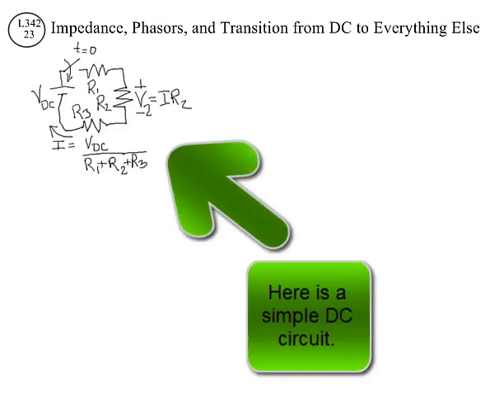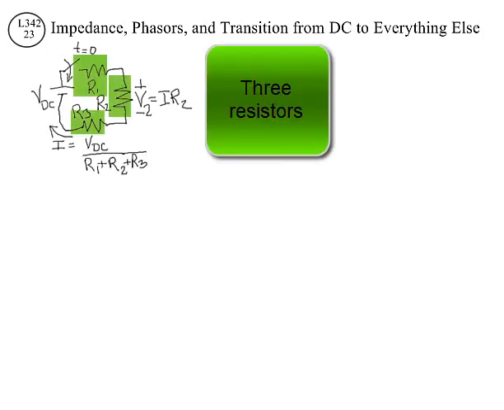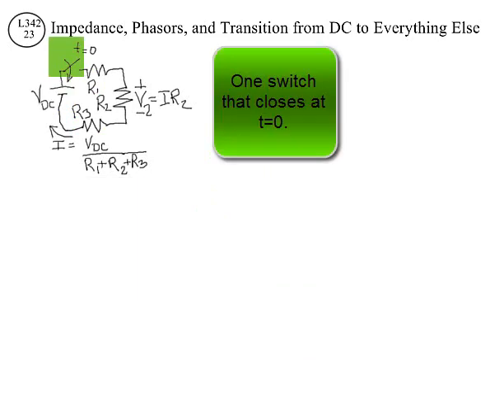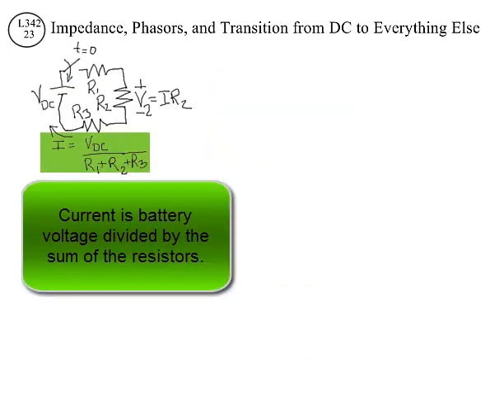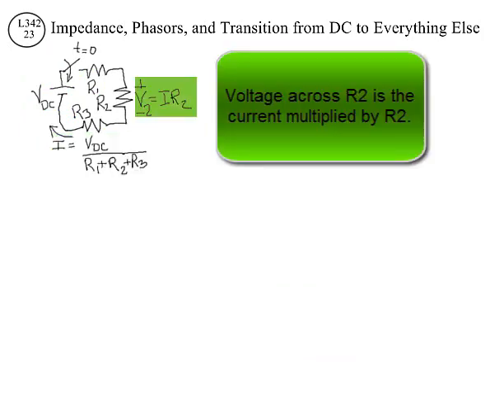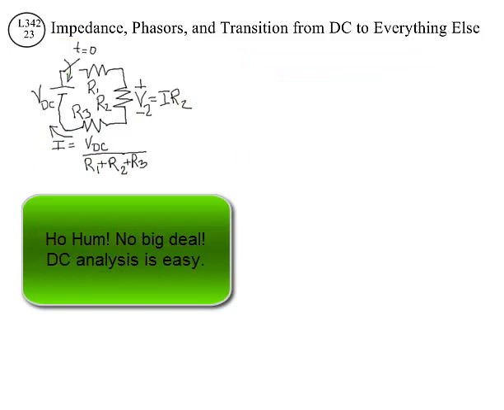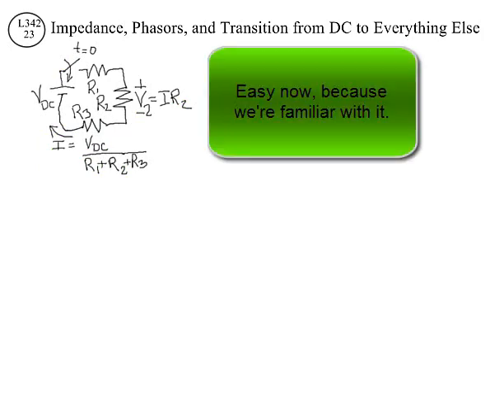Here's a simple DC circuit. It has 3 resistors, 1 DC source, and 1 switch that closes at t equals 0. Current is the battery voltage divided by the sum of the resistors. The voltage across R2 is the current multiplied by R2. And all this happens as soon as the switch closes. Ho hum, no big deal. DC analysis is easy. Well, it's easy now because we're familiar with it.